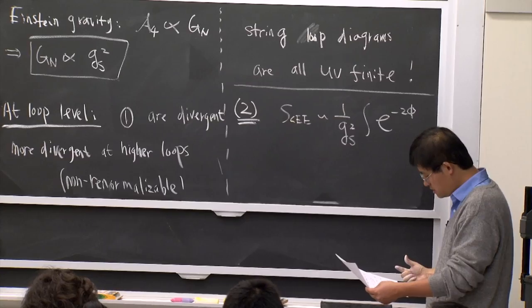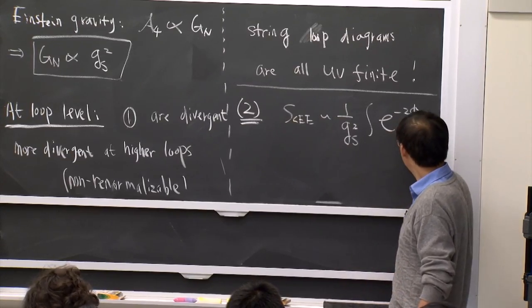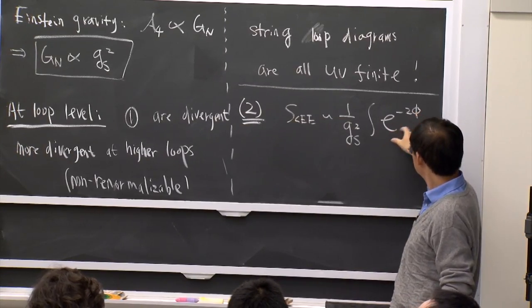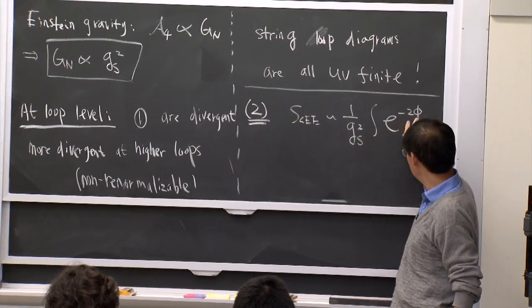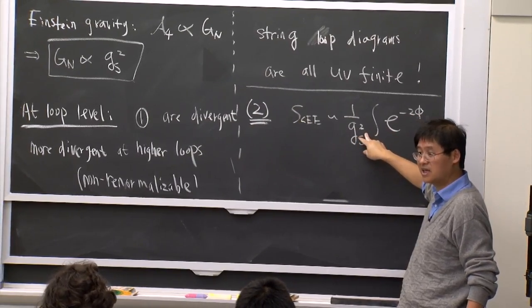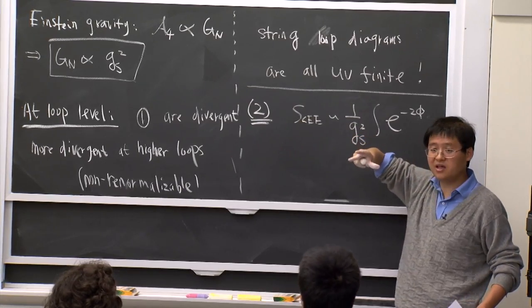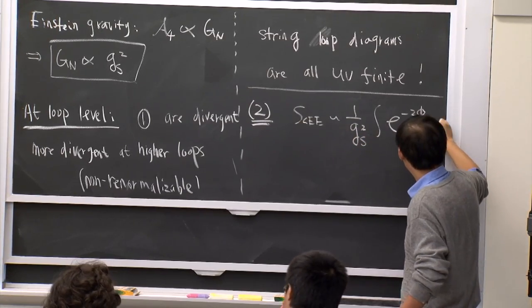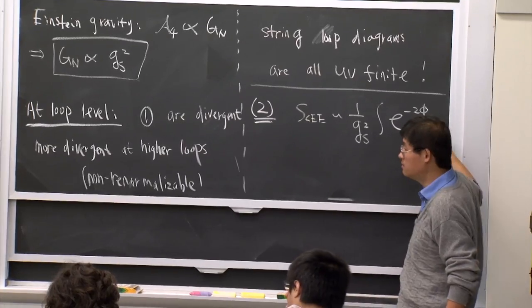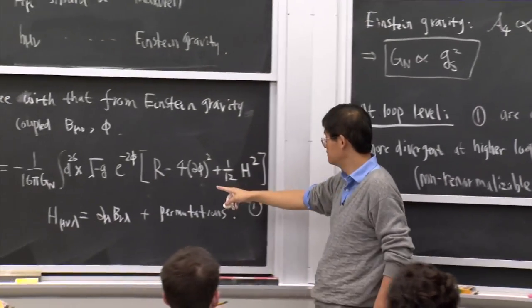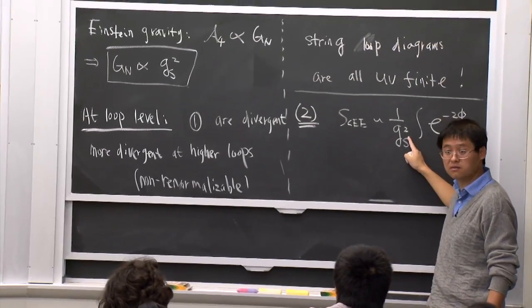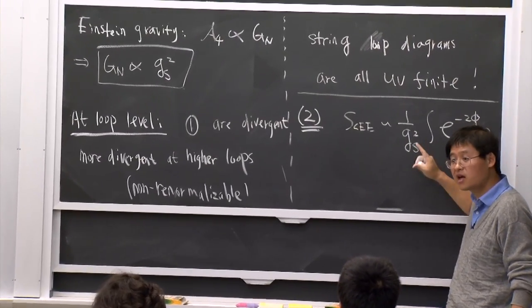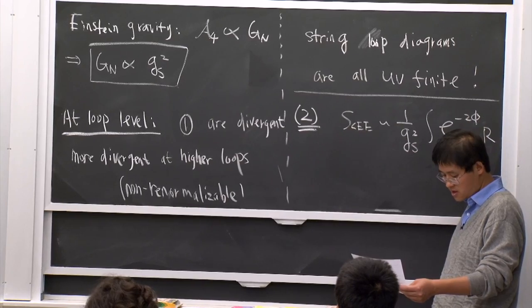So now you see, if phi behaves non-trivially, and this is actually multiplied by the Einstein scalar, so this effectively modifies your Newton constant. Okay? So effectively modifies your Newton constant.